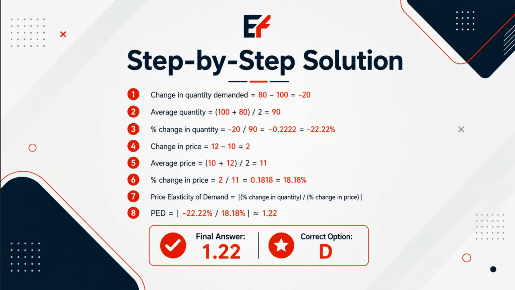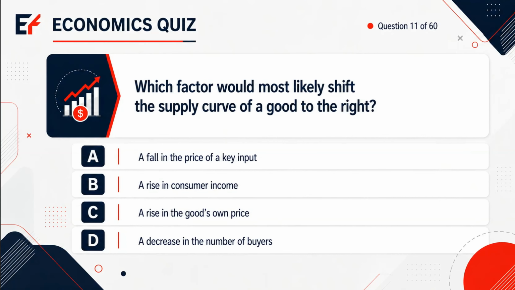Remember, the midpoint method uses average values, not the starting values. Question 11. Which factor would most likely shift the supply curve of a good to the right?